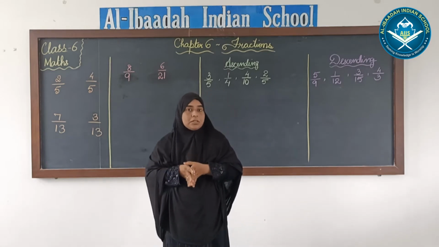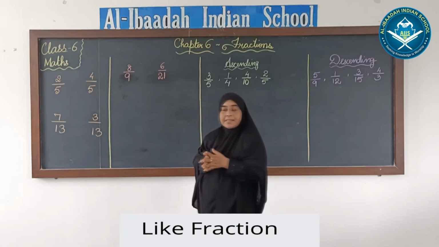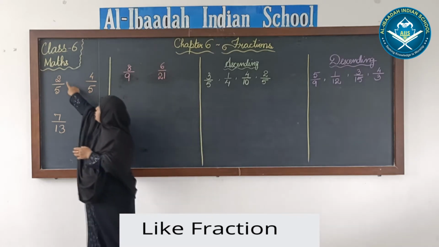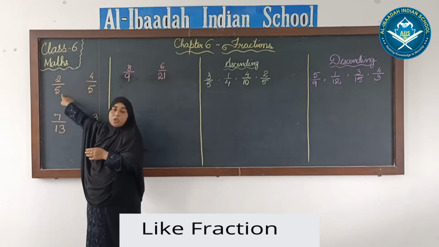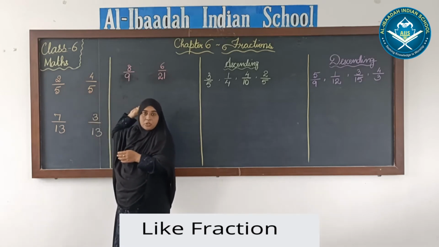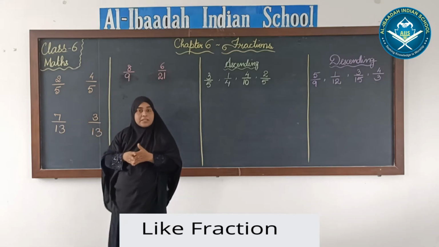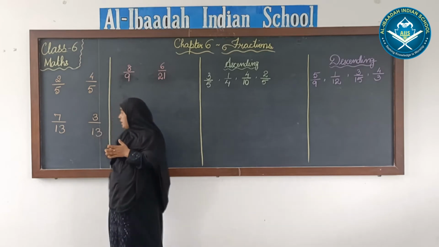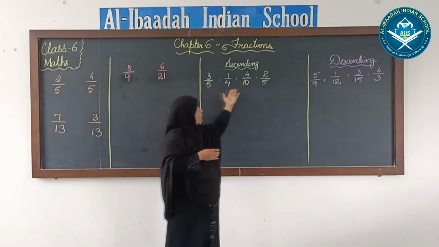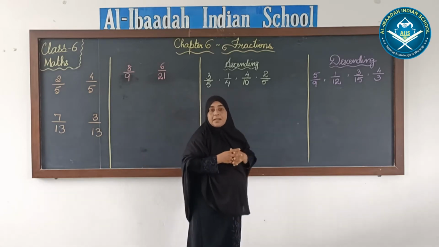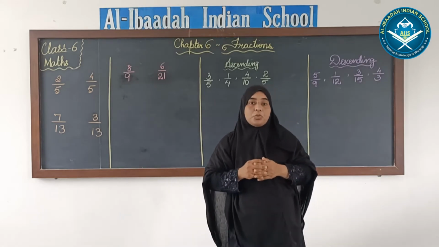What are like fractions? When we have the same denominator, then we call those fractions like fractions. For example, here 2 by 5 and 4 by 5, both the fractions have the same denominator. We can have more than two fractions also. If we have the same denominators, then we call those fractions like fractions. And if we have different denominators, then we call those fractions unlike fractions. Now we will see how we can change unlike fractions to like fractions.